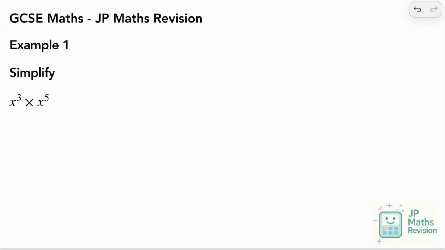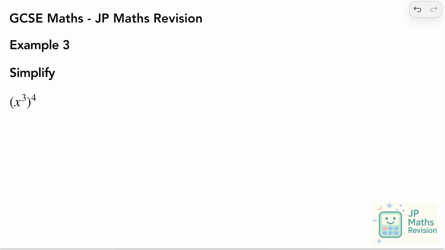Here's an example. So we need to start by simplifying x to the 3 times x to the 5. So we're multiplying, so we're going to add the powers. So 3 plus 5, that's 8. So we end up with x to the power of 8. Here's another example. So x to the 7 divided by x to the 2. So we're dividing, so we subtract the powers. So 7 take away 2, that's going to be 5.